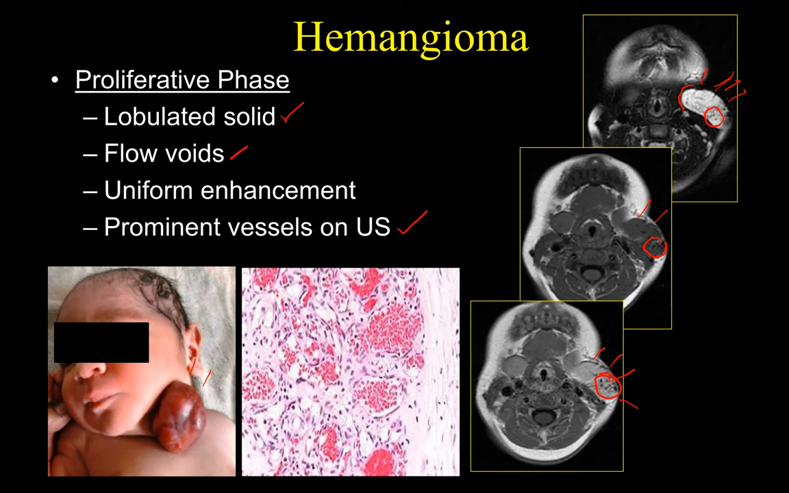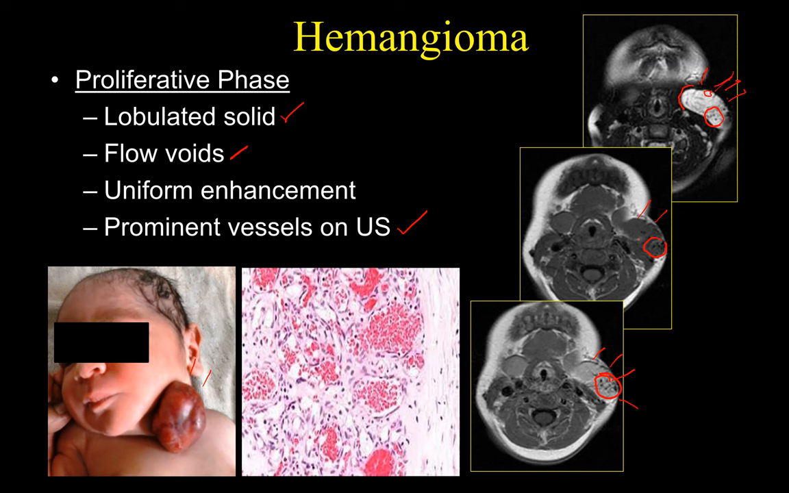Well, rhabdomyosarcomas are typically a little bit lower signal on T2, and they are intermediate signal on T1, and they enhance with contrast, but they tend not to have the flow voids. So if I see a child like this and I see a lesion like this with multiple flow voids, I automatically start to think of hemangioma.